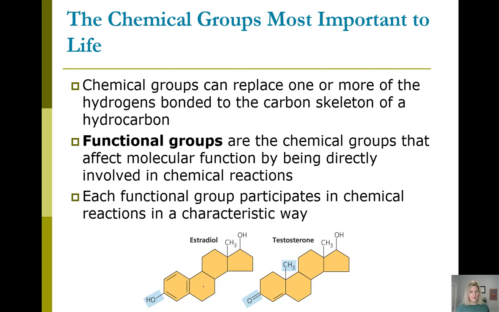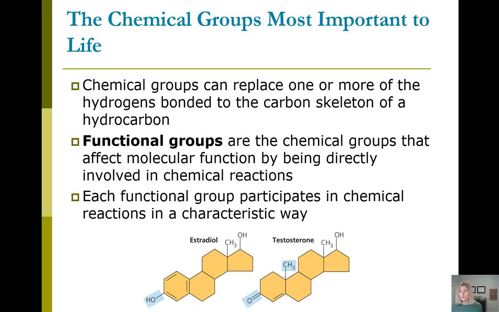Oh, here you have a double bond on one and only one double bond on the other. But then notice you have these things in blue. These are called functional groups, and the functional groups are going to affect the function of that hormone. So even though the structure is very, very similar to each other, the presence or absence of certain functional groups tremendously impacts the way that particular molecule functions in the body.